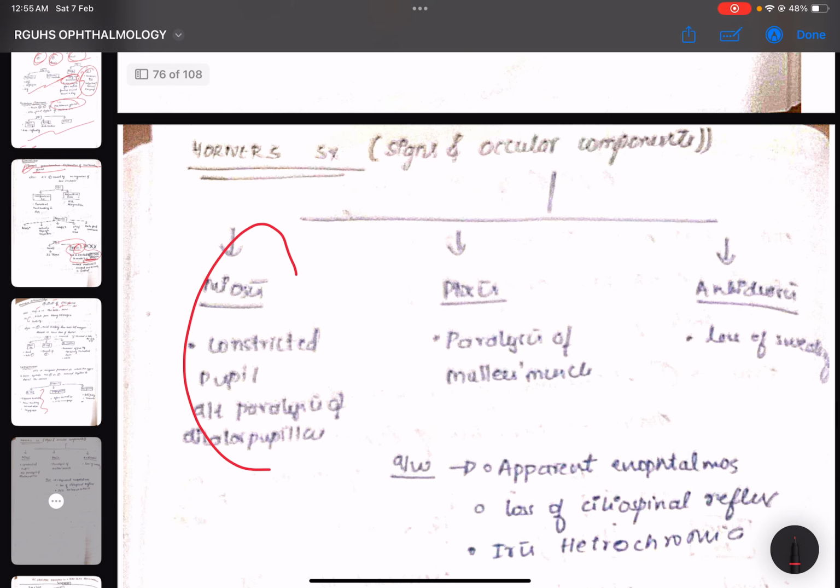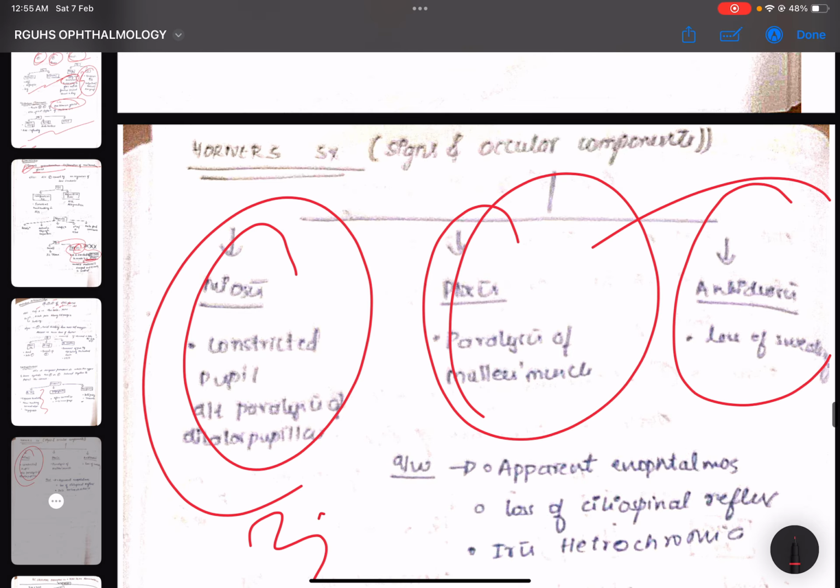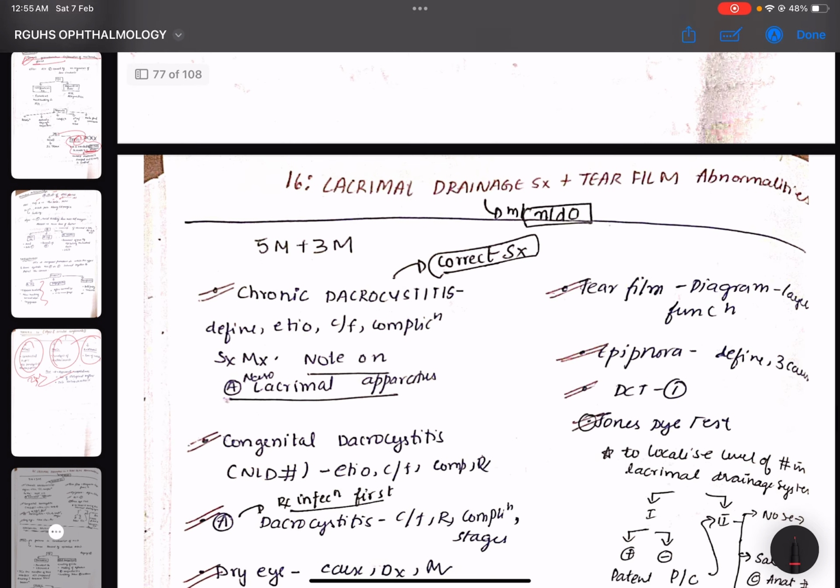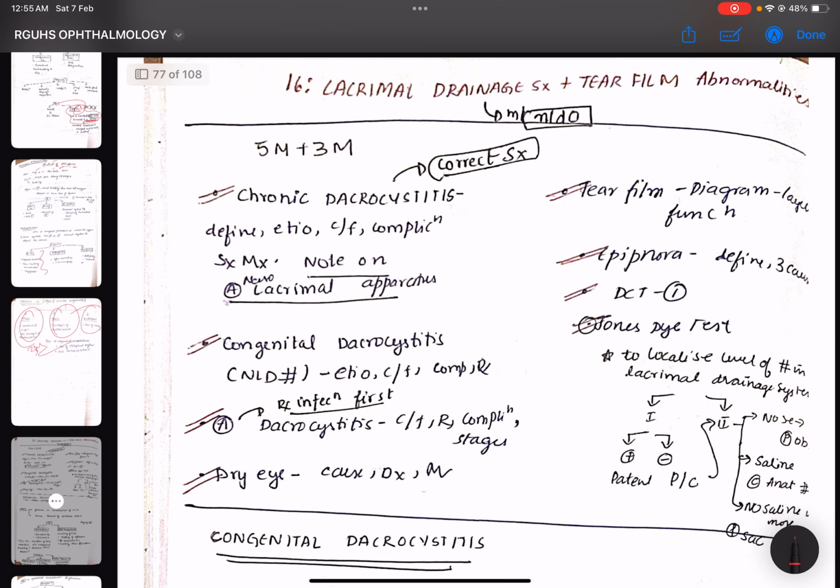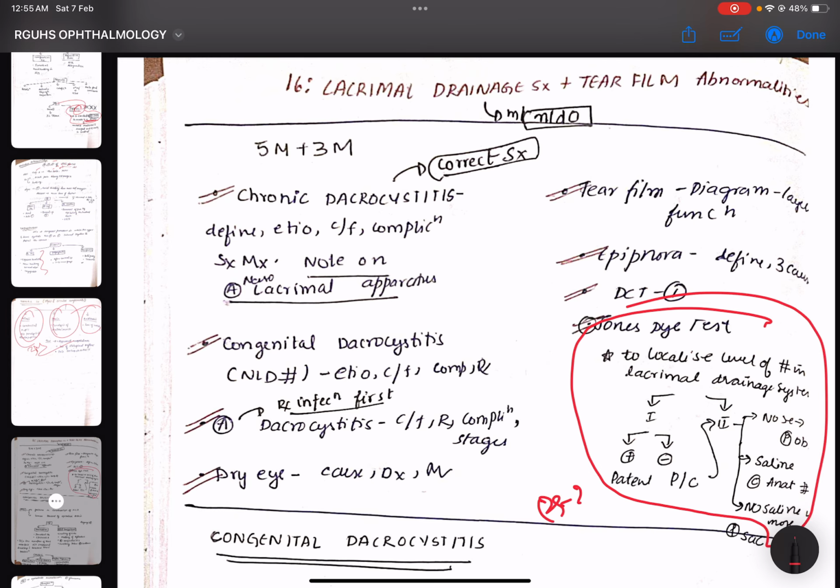Horner syndrome, they might ask for 3 marks. Again, the triad of miosis, ptosis and anhidrosis, which you need to remember. Lacrimal apparatus, again it's a 5 mark or a 3 mark thing which they can ask. Jones type tests may be a question, but I don't know, they might ask you. Just remember, these are the things which they can ask for 3 marks.